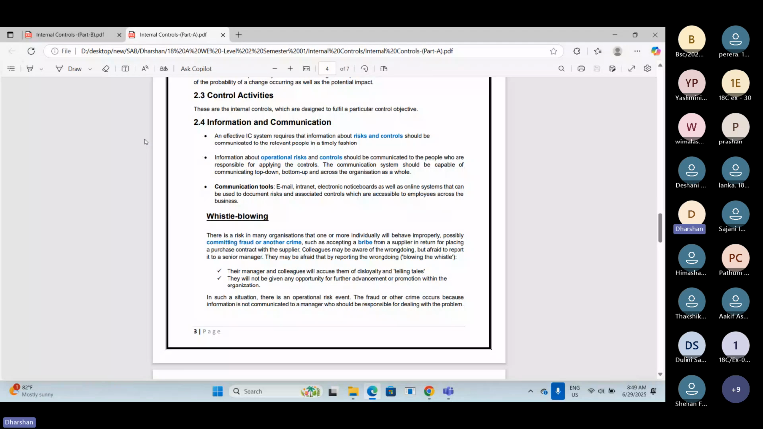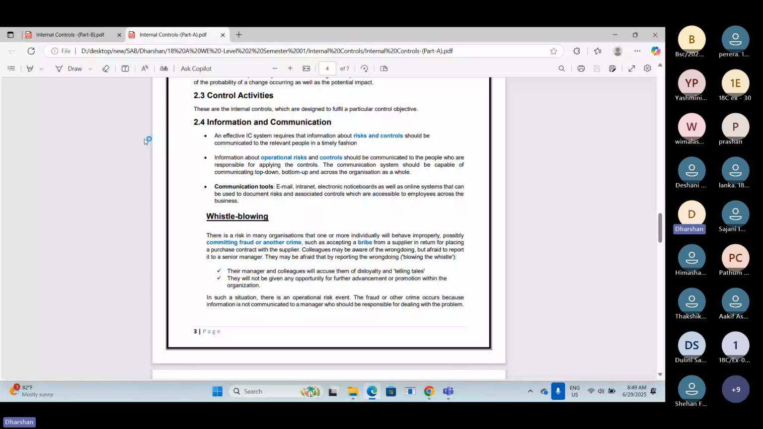So these things must be kept in your mind. And communication tools, third topic. How can an organization communicate this information, risk controls, and the roles and responsibilities of each and every employee? What are the tools they can use? If you can remember just 3 tools, it's more than enough: email, intranet, electronic notice boards. And under information communication, we discussed whistleblowing.